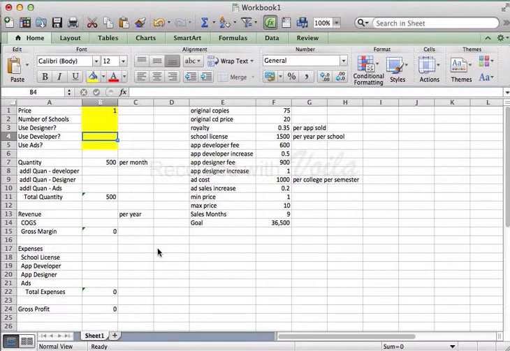At any rate, the decisions were price, whether or not to use the designer, whether or not to use the developer, and then whether or not to use ads. Number of schools wasn't explicitly stated in the case, but it was suggested by the price of the ads. We'll start off with one school, and we'll discuss that later.